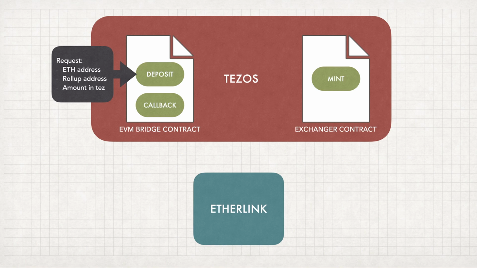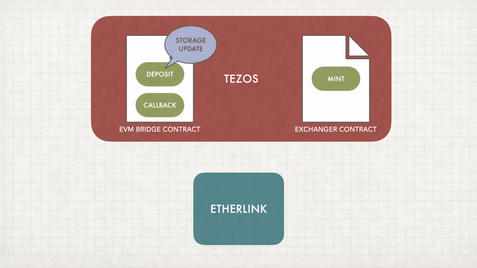This request includes essential information such as the user's Etherlink address and the rollup address where the tokens will be minted. The amount of Tez tokens they wish to exchange must be attached to the transaction and sent along. Upon receiving the request, the EVM bridge contract on the Tezos blockchain executes the deposit entry point. This entry point is responsible for creating a transfer request and sending a mint transaction to the exchanger contract.